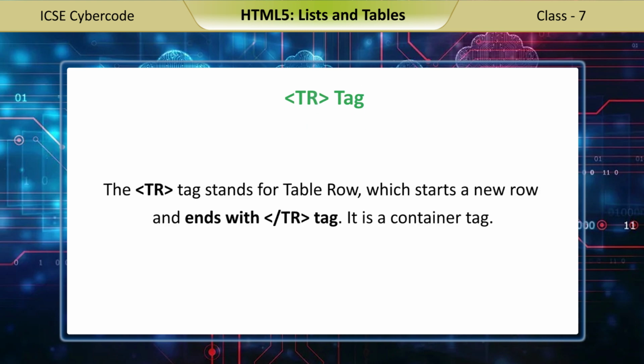TR tag. The TR tag stands for table row, which starts a new row and ends with the TR tag. It is a container tag.